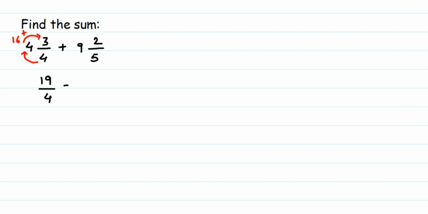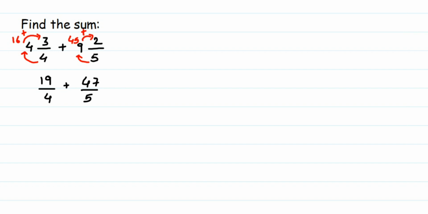Plus the second number. We have to multiply the whole number and the denominator, so 5 times 9, 9 5s are 45. Now we got 45, we have to add this to the numerator, so 45 plus 2 is 47, so we'll get 47 by 5. Okay, now we have got improper fractions.